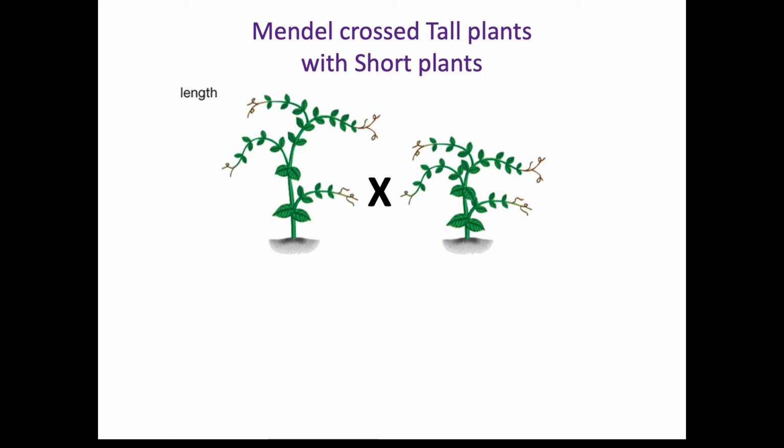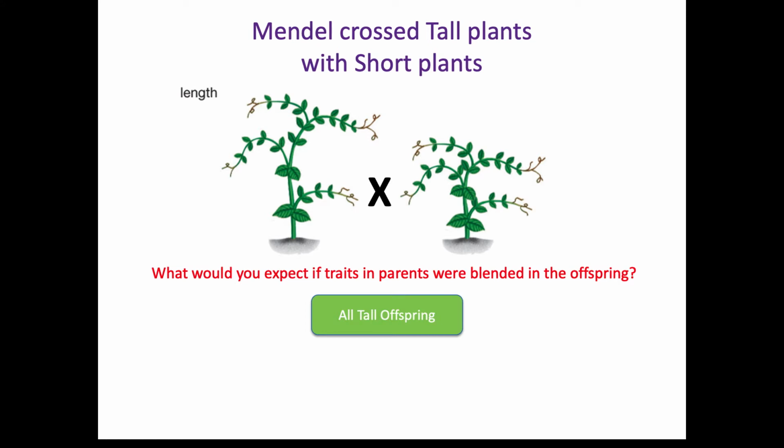Now, if the first hypothesis we just discussed were true, meaning that offspring would exhibit traits that were a blend of the parental traits, what would you expect the offspring of these two plants to look like? You'd probably expect that the offspring would be about medium height, right? Somewhere in between tall and short. But that's not what Mendel got. And many of you probably remember this from grade 12. When he crossed the tall with the dwarf, all of the offspring were actually tall.